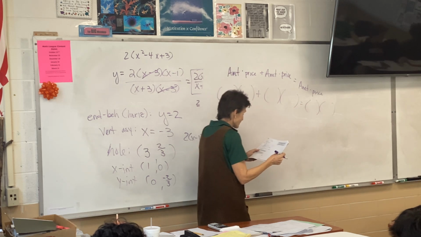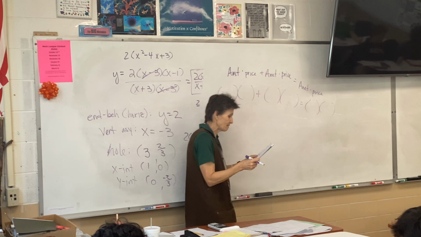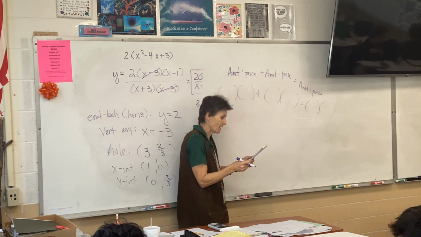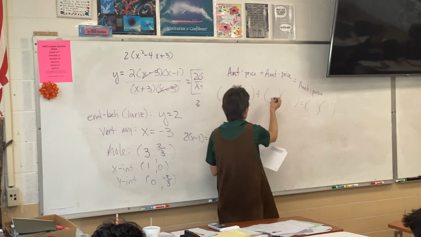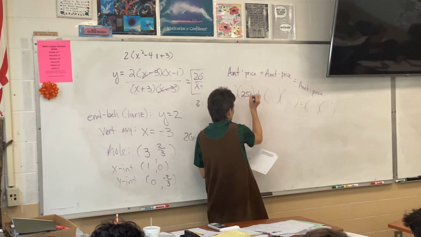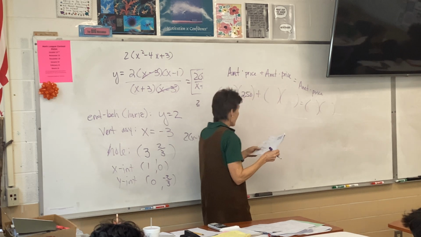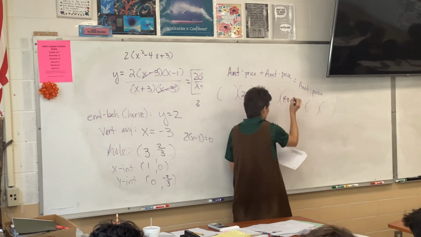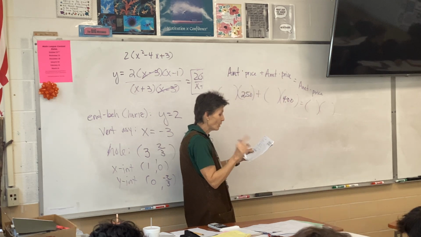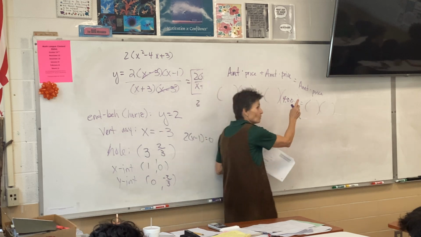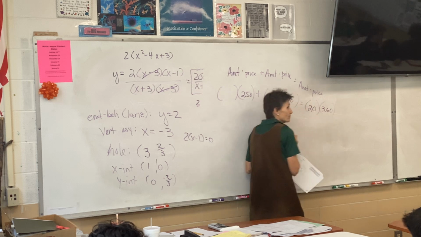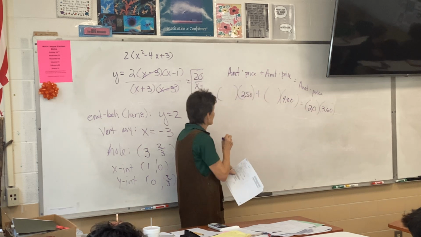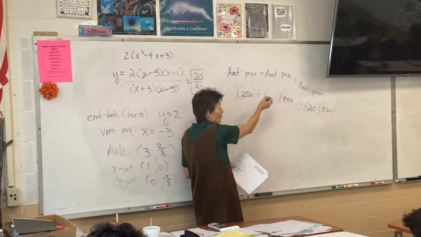So Maddie wishes to make 20 pounds of a candy mixture that costs $3.60 per pound. To do this, she's going to mix 2 types of candy. One type costs $2.50, and the other type costs $4. And what does she want to end up with? 20 pounds of $3.60.